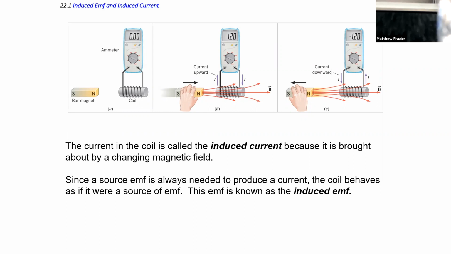Because you always need an EMF to cause a current, the coil has an EMF across it, what's called the induced EMF. Now, in your mind, think voltage. There's a voltage on the coil because we've stuck a magnet next to it and moved it.